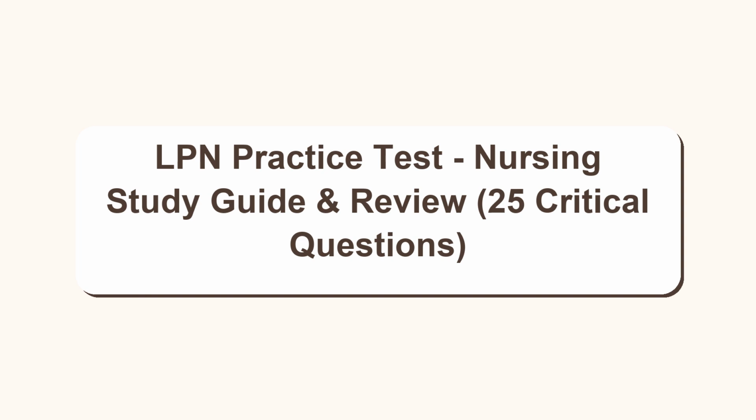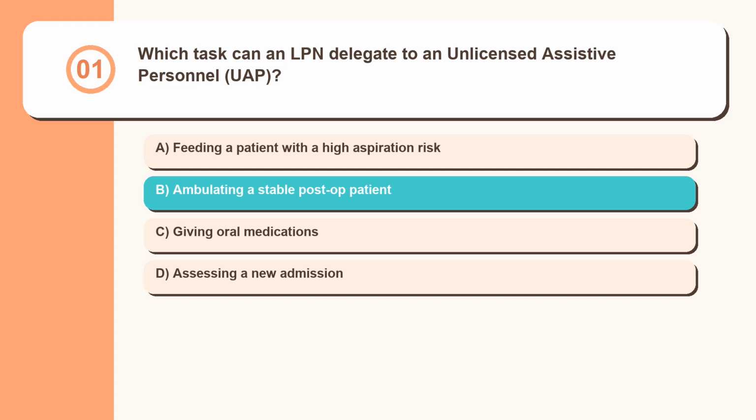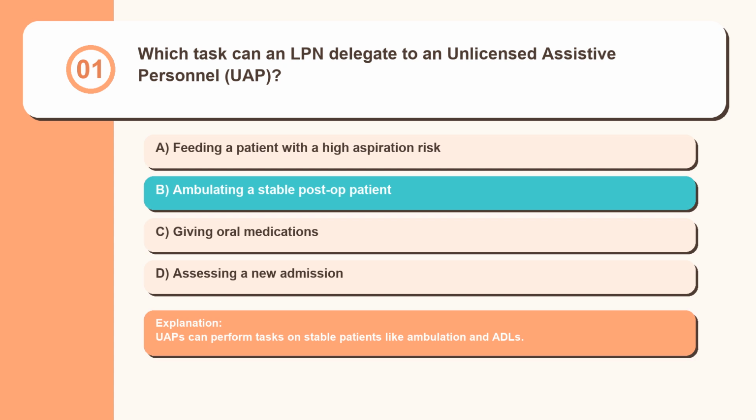LPN Practice Test Nursing Study Guide and Review, 25 Critical Questions. Question 1. Which task can an LPN delegate to an unlicensed assistive personnel, UAP? Feeding a patient with a high aspiration risk, ambulating a stable post-op patient, giving oral medications, assessing a new admission. UAPs can perform tasks on stable patients like ambulation and ADLs.